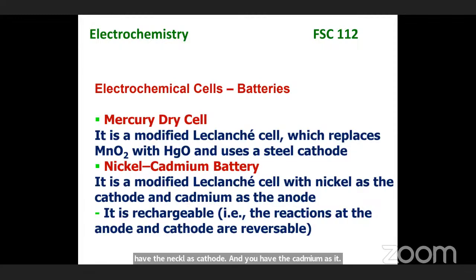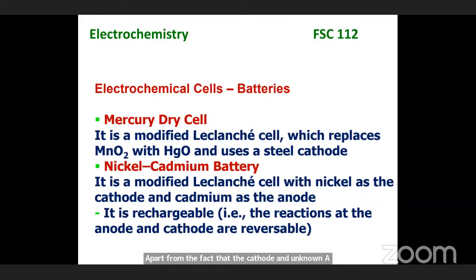A possible question, for instance: in the nickel cadmium battery, which of the following is the anode? Then you'll be given options: nickel, cadmium, zinc, lead, and you have to choose one. If it's asking for the cathode and you choose anything other than nickel, that's the wrong answer. And you know what happens to wrong answers?